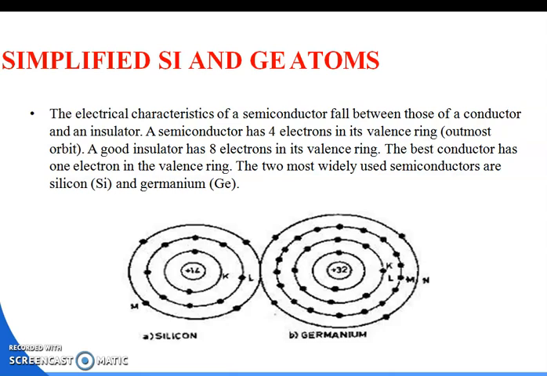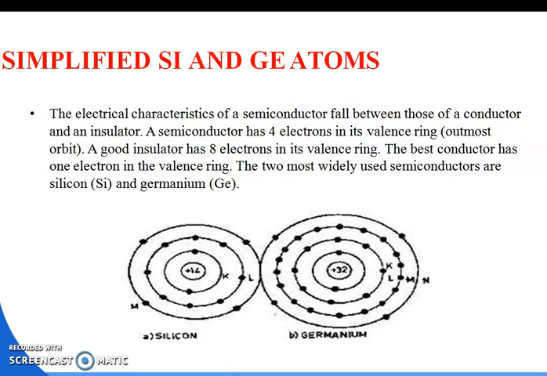The electrical characteristics of semiconductor, compared with conductor and insulator. A semiconductor has 4 electrons in the valency ring. That means silicon, whose atomic number is 14, has 2, 8, 4. You know the rule 2, 8, 18 like that, the octet rule. So in 14, in the outermost orbit we have 4 electrons in the valence ring.